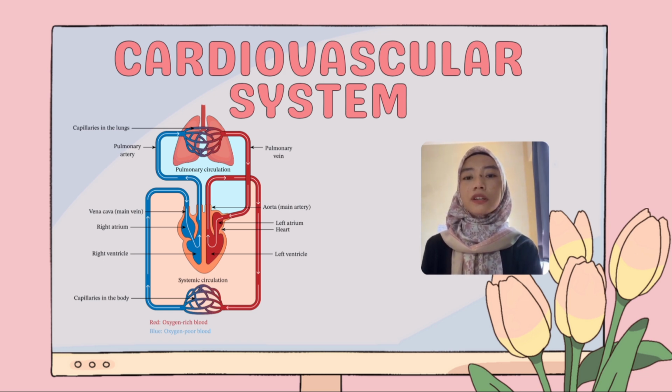Anesthesia affects the cardiovascular system by altering heart function and blood vessel tone. General anesthetics can reduce heart muscle contraction and relax blood vessels, leading to lower blood pressure and cardiac output. Some agents also affect the heart's electrical activity, potentially causing arrhythmias.